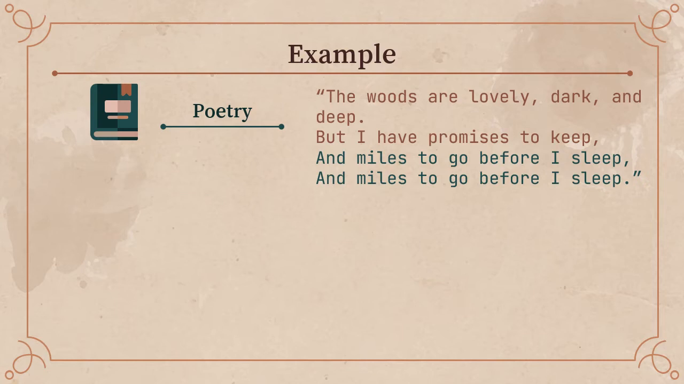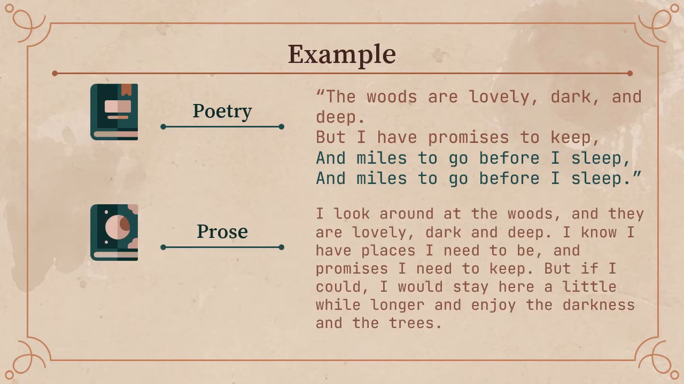If this poem, for example, was written in prose, it would be something different. It would sound something like this. I look around at the woods and they are lovely, dark and deep. I know I have places I need to be and promises I need to keep. But if I could, I would stay here a little while longer and enjoy the darkness and the trees. As you can see here, there are no rhyming lines and no real rhythm, just normal conversational prose.